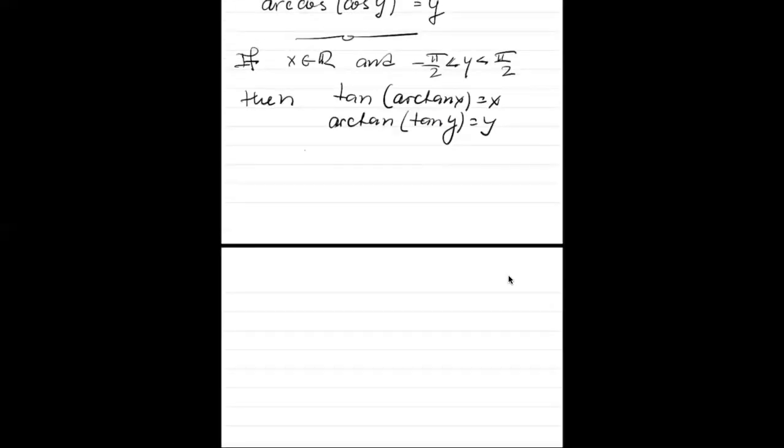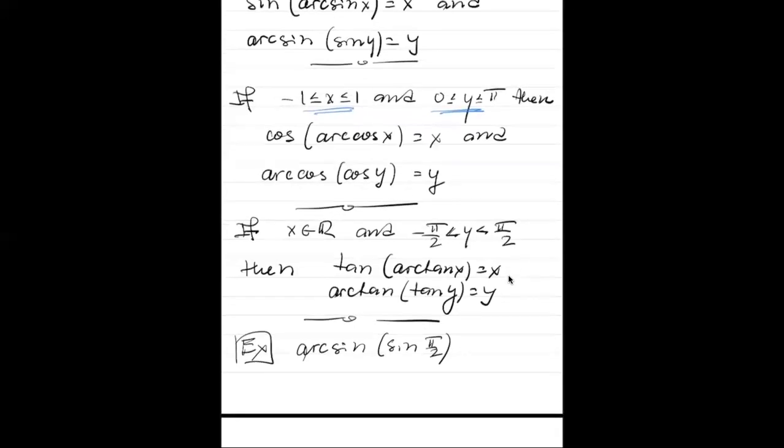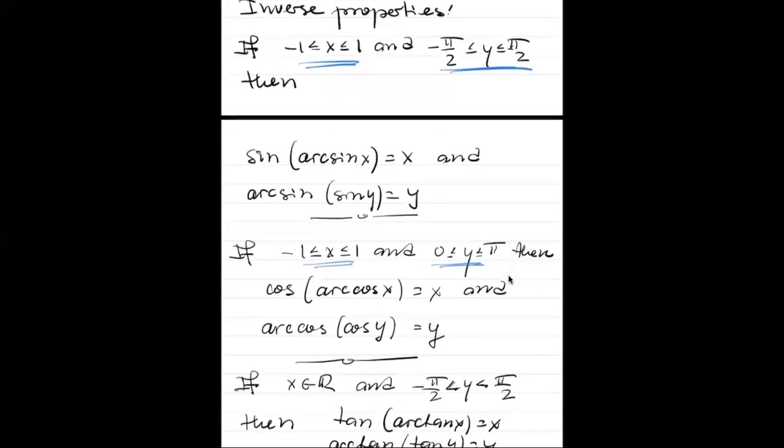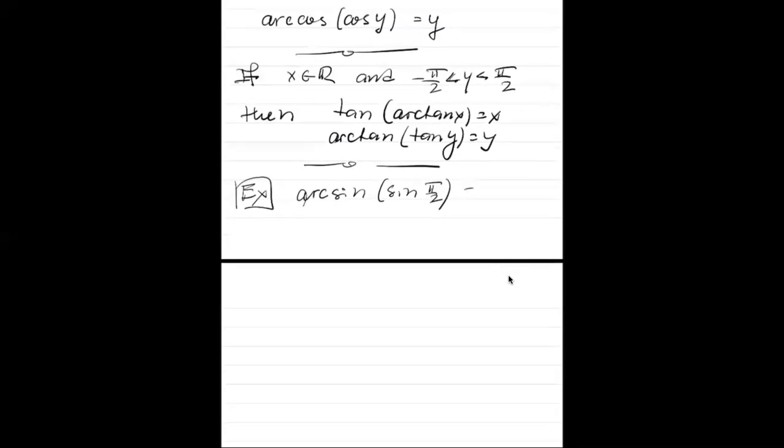So, example: what is arc sine of sine π/2? First, make sure you're in the right restriction. For the sine, we wanted y to be from -π/2 to π/2, including, so it is. So this is going to cancel arc sine and sine, and you have π/2.